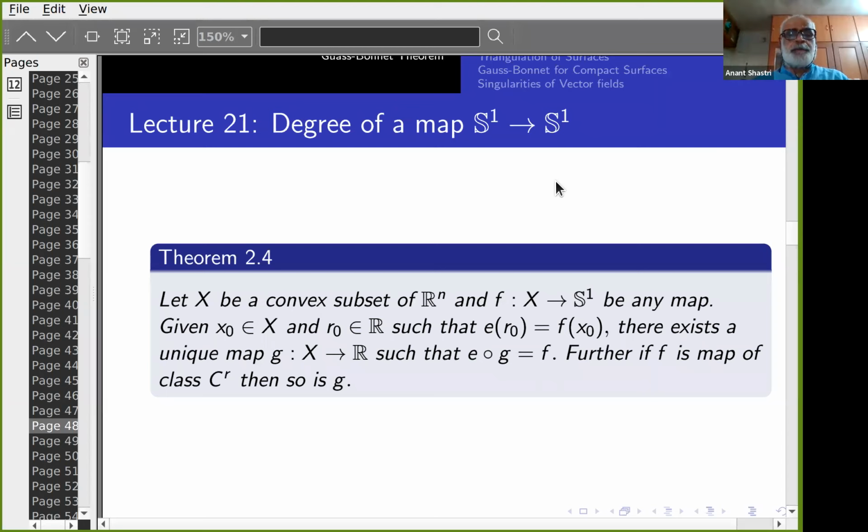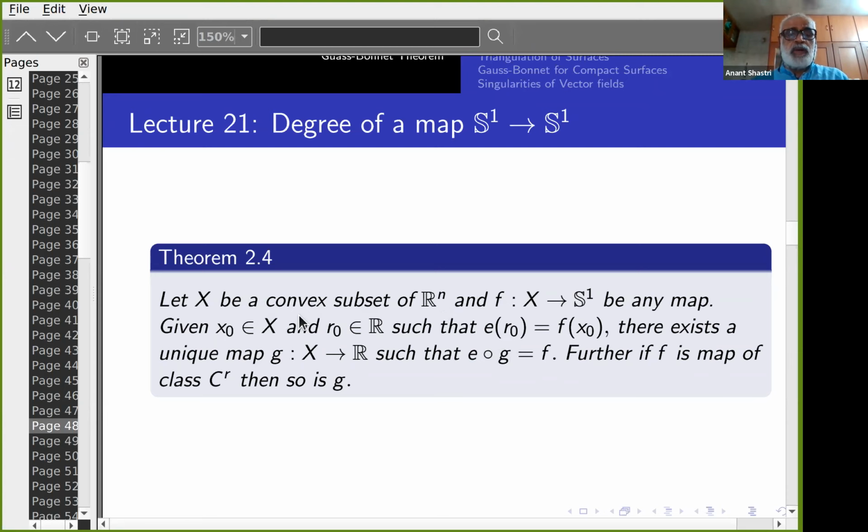So let us continue the study of some topological aspects of the Hopf's Umlaufsatz, which will ultimately go into the Gauss-Bonnet theorem. Last time we studied the lifting property of a function which is defined into the circle. The direct consequence of that one today very easily is the following.